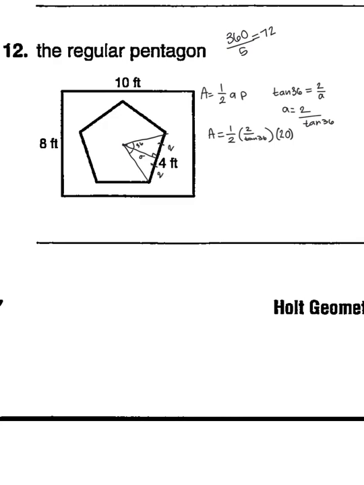Now to find the area of the rectangle, that's pretty easy. That's just going to be 10 times 8, and that gives you 80, all right? So now that you have all of that, you can find the probability of you choosing a point within the pentagon. So for P, it's going to be 1/2 times 2 over tangent 36 times 20, and then that's all over 80, okay? So now this is what you're going to be plugging into the calculator. When you do that, you get a probability of approximately 0.34.